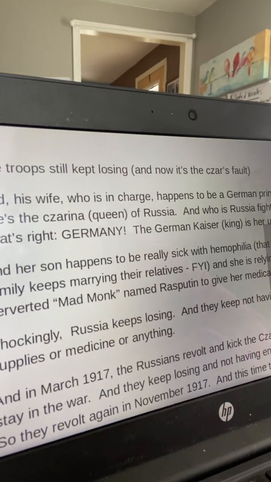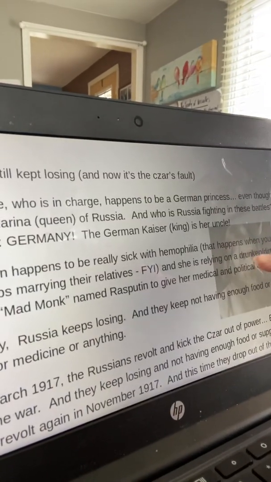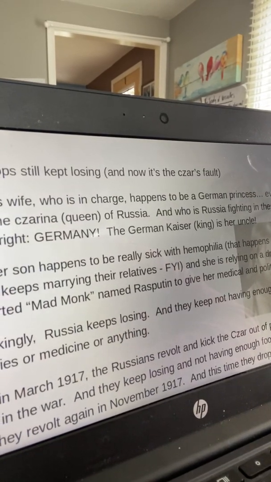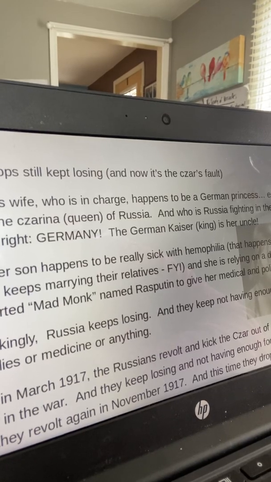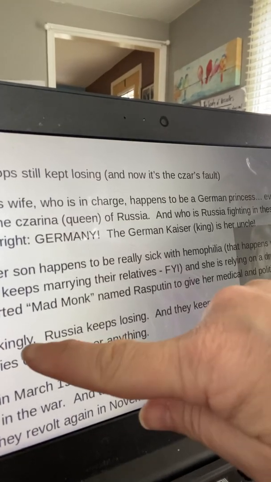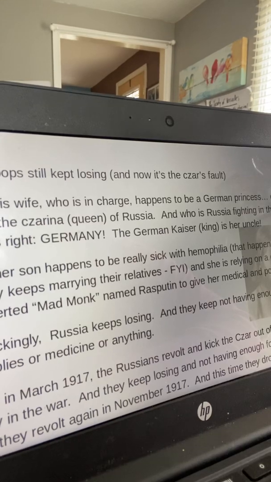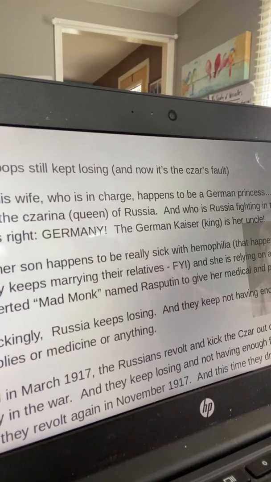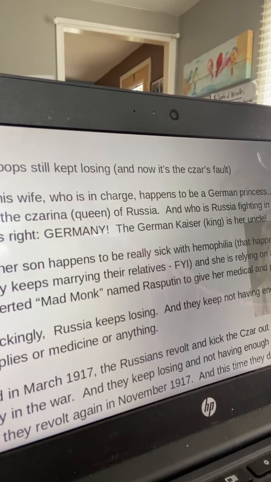And the people of Russia are like, this guy's got to be out of power. Anyway, with the Tsar at the front and the German princess in charge of Russia, it is a big surprise that Russia keeps losing battles. They don't have enough food, they don't have enough medicine, they don't have any supplies.